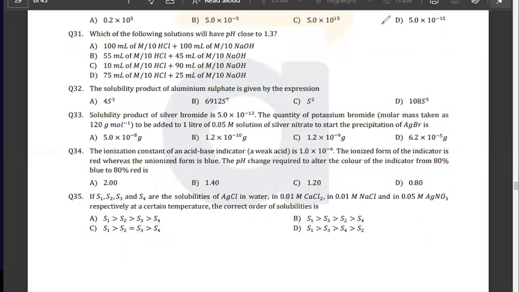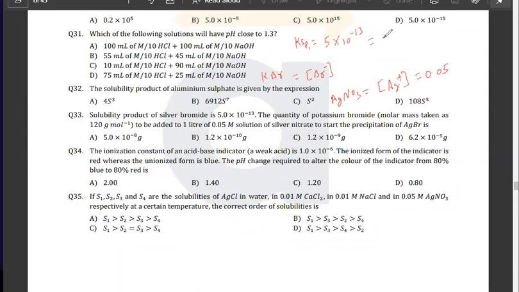33. The solubility product of silver bromide is given. I'll just write Ksp for silver bromide, which we have already solved in a problem like this, 5 × 10^-13. The quantity of potassium bromide to be added in 1 liter of 0.1 solution of silver nitrate. Now think about this. KBr will give you concentration of Br minus, and silver nitrate, AgNO3, will give you concentration of Ag plus. The concentration of Ag plus is already given, which is 0.05.